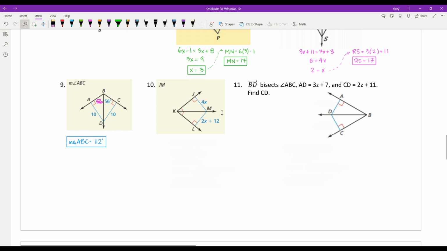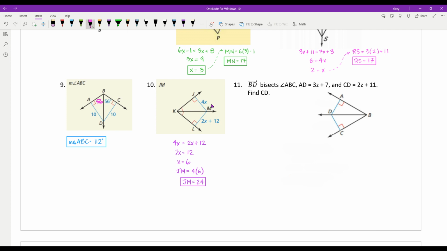This time we're told that KM is an angle bisector because we have these little marks in here telling us that those two angles are congruent. Therefore, 4x has to equal 2x plus 12 because they are equidistant. Subtract 2x and divide by 2. So x equals 6, but they're asking me to find JM, and JM is 4 times whatever x is, and x is 6, so JM is 24.